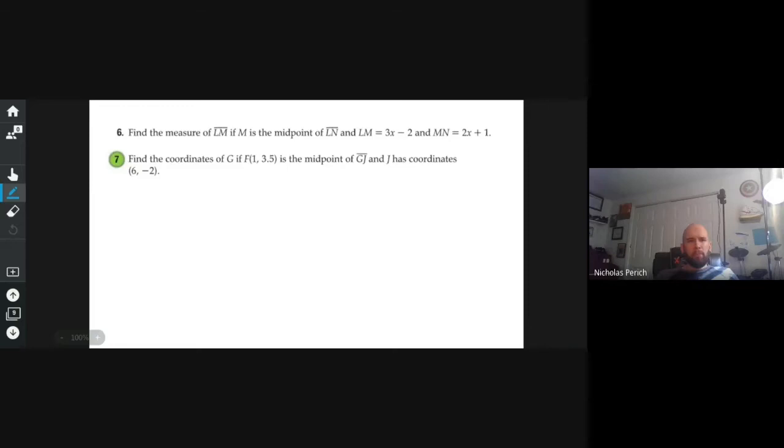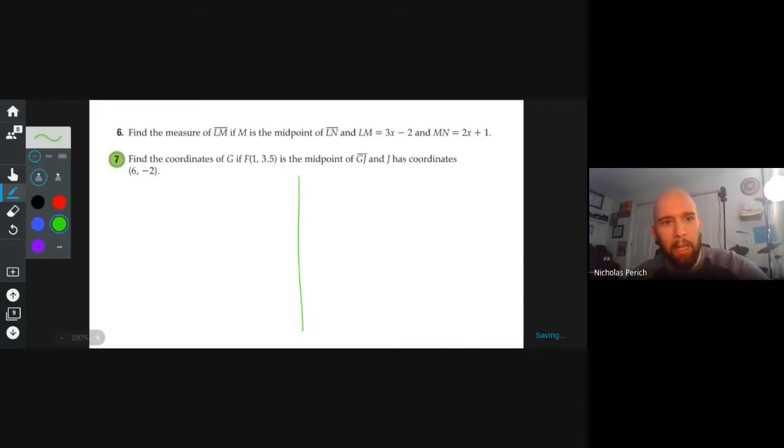Problem 6 and problem 7. Find the measure of LM if M is a midpoint. Okay, so let's draw out 6, what we have so far.